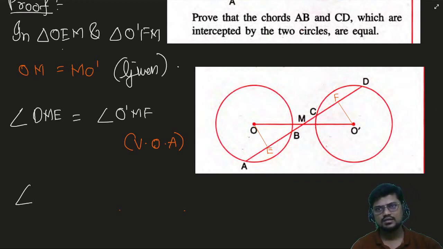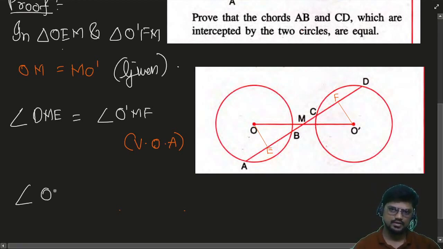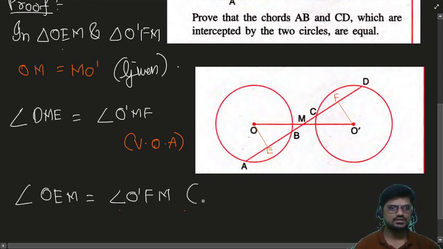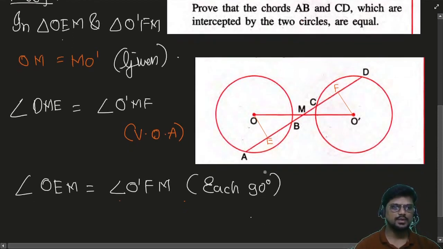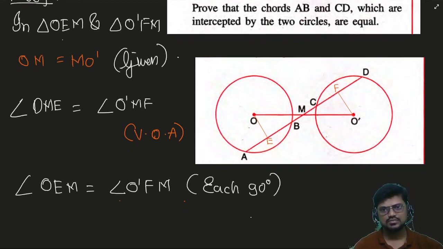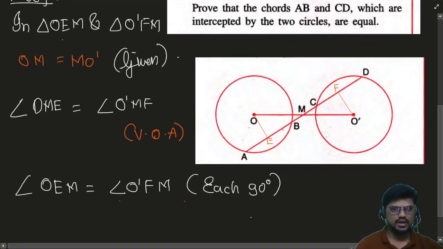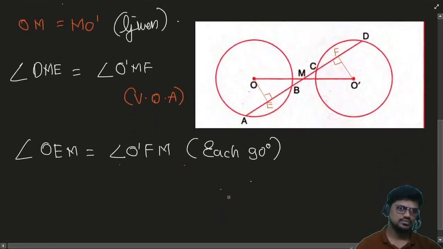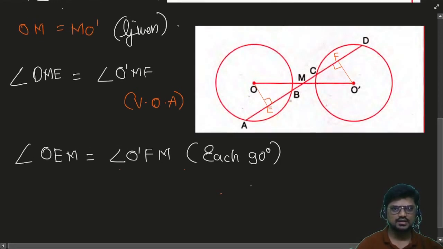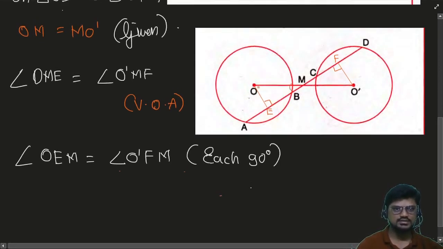Sir, angle OEM is equal to angle O dash FM. What is the reason? Sir, opposite angles, each 90 degrees. They are perpendiculars. Angle OEM and this angle are 90 degrees, right? So this angle and this side, so AAS.